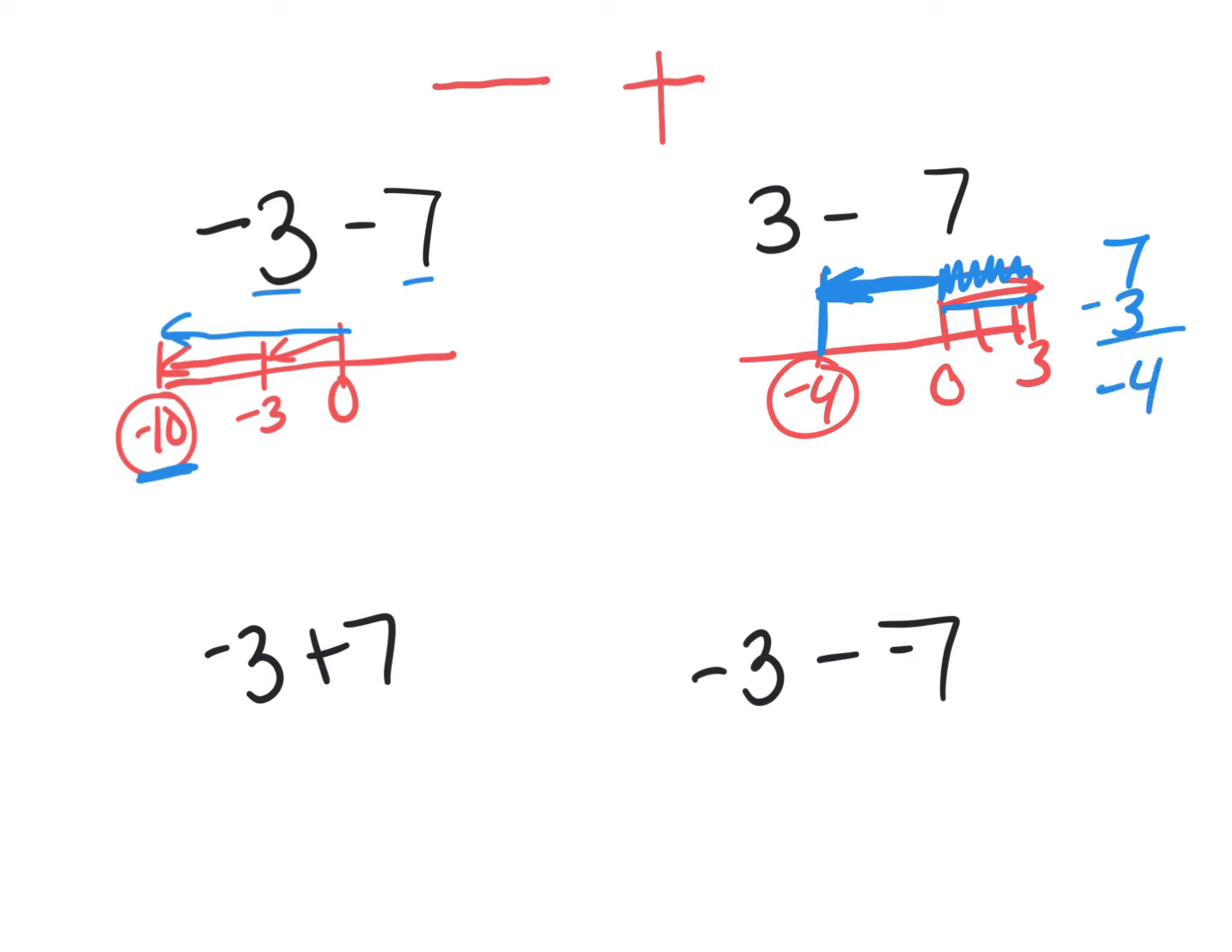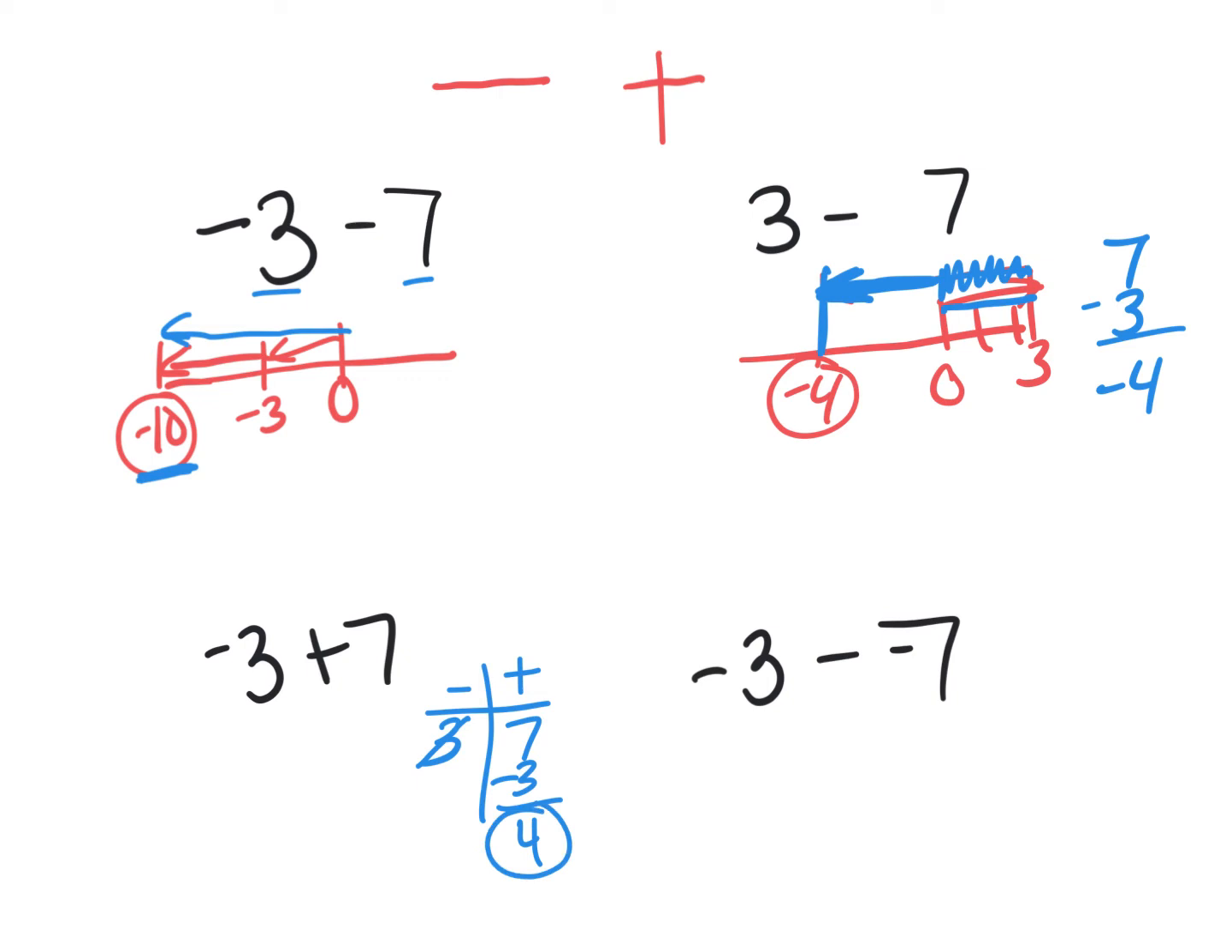All right, the bottom two, we have -3 plus 7 because that's addition. We're going to do a T-chart. So I have 3 negatives and 7 positives. I'm going to remove the 0 pairs, so I have 3 negatives and 3 positives that will match up, leaving me with an answer of 4.